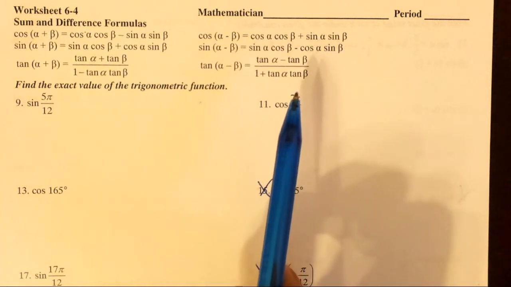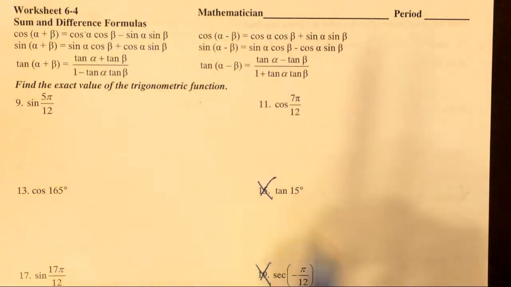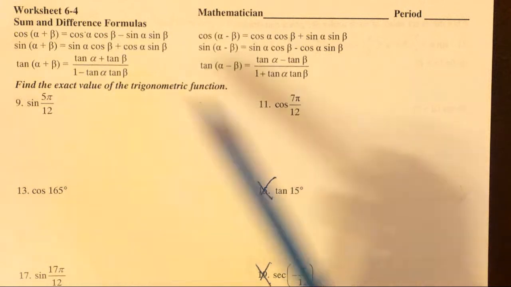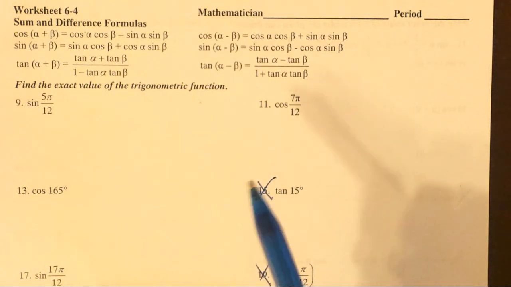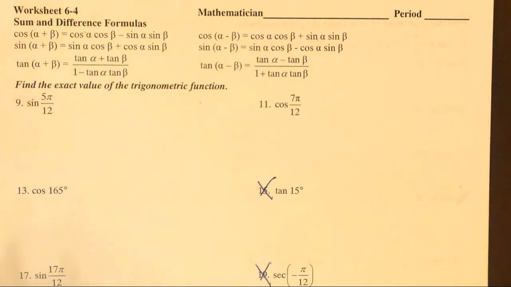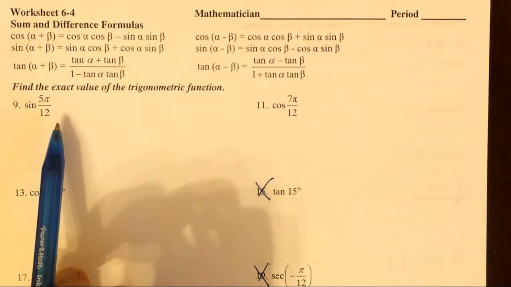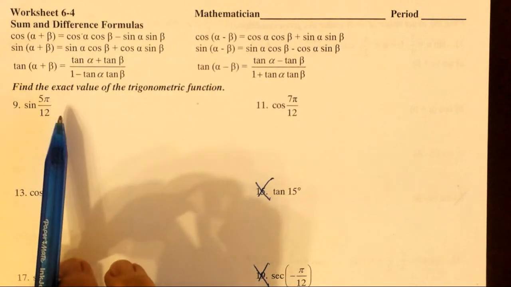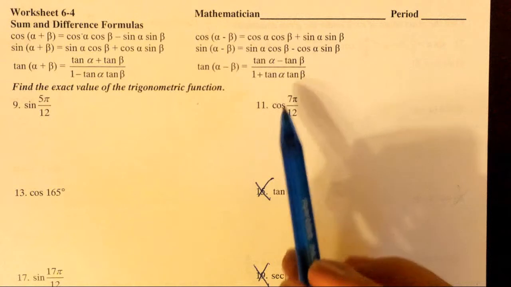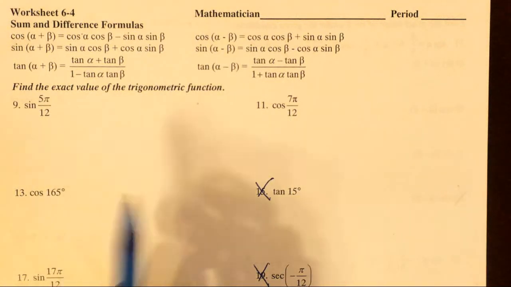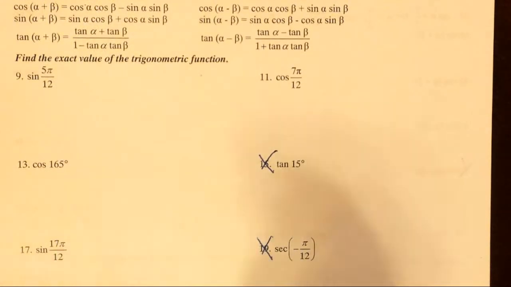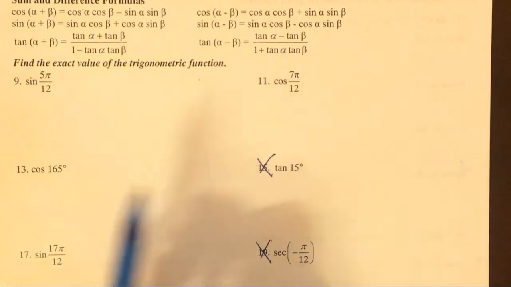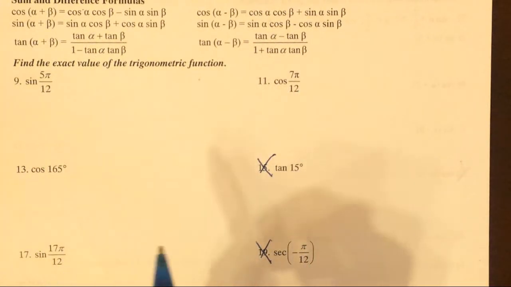Go on the circle and find 7 pi over 12 and tell me the x value for cosine. The problem is none of these are actually on the circle. So what we're going to do instead is find two values on the circle that I can either add or subtract to get 5 pi over 12, 7 pi over 12, 165 degrees, and 17 pi over 12. So I'm going to start by looking at the fraction problems, because those are the ones that give you the hardest time.